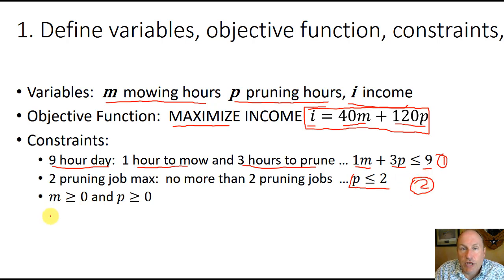Since mowing and pruning jobs are the things we're in control of, it's not explicitly stated, but in most of these problems, we're only in quadrant 1. We're only dealing with positive values. So we need to include that the number of mowings has to be greater than or equal to 0, and the number of prunings greater than or equal to 0. Obviously, we can't have something in the negative in one of these factors.